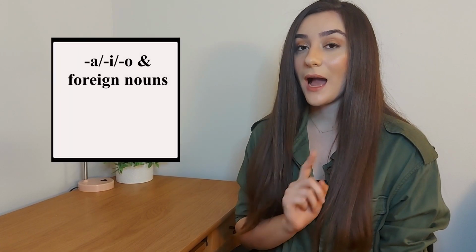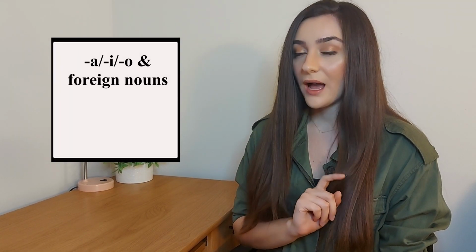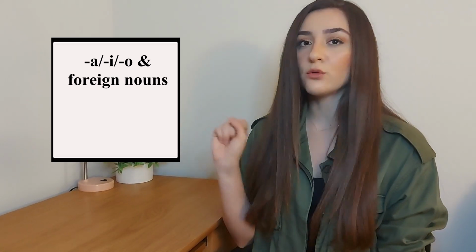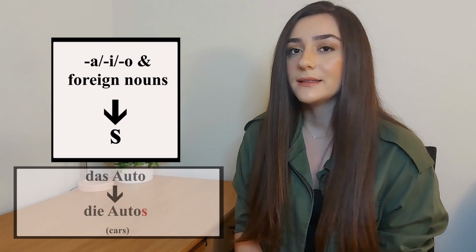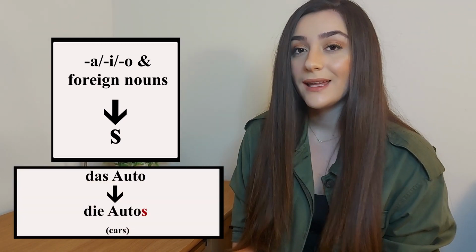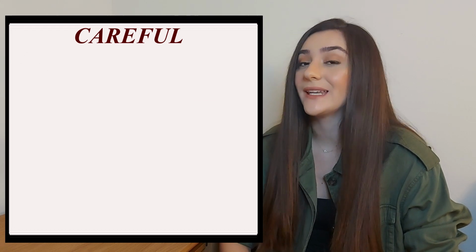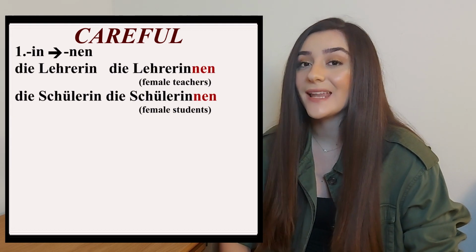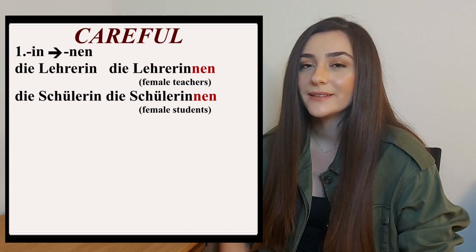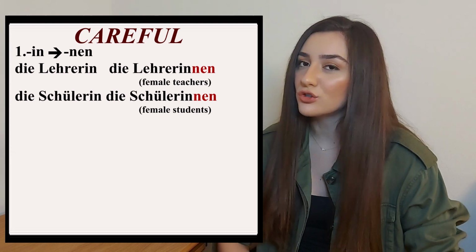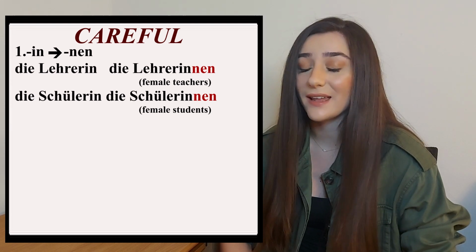And the fifth rule, nouns with the endings a, i, and o, as well as foreign words, just get an S at the end. For example, das Auto and die Autos. Be careful here. Nouns that end with in get a nen at the end. So, die Lehrerin, die Lehrerinnen, die Schülerin, die Schülerinnen.